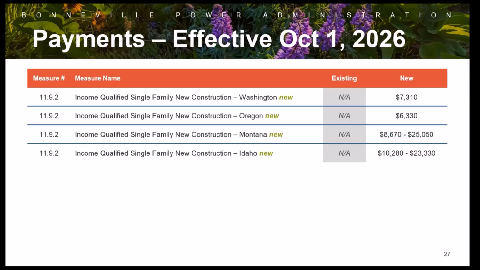So the payments for the new construction measures for Washington is set for all packages at $7,310. For Oregon, $6,330. And then for Montana and Idaho, which have higher potential savings, there's quite a bit of range for that. So it's anywhere from $8,600 per home to just over $25,000 per home. For Idaho, a little over $10,000 per home, up to $23,000 per home, depending on what package you choose.